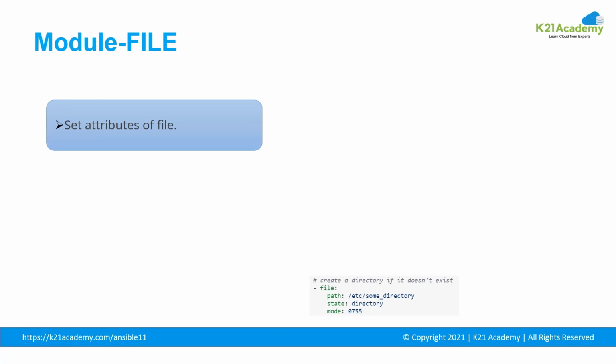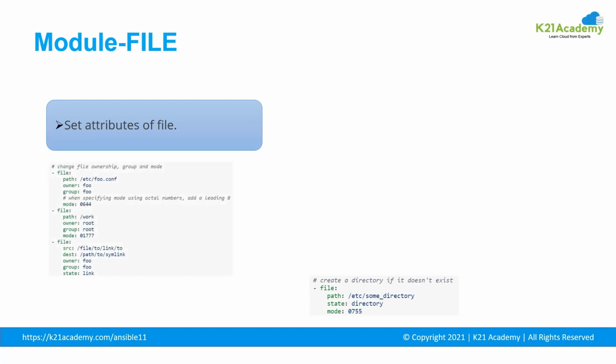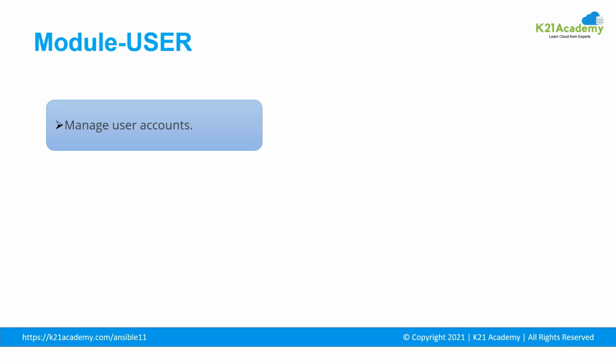This is the file module. As the name indicates, you can set the attributes of a file, create a file, assign an owner to the file, and even change the permissions of the file. All things related to files and directories can be done with the help of this file module on the target machines. This is the user module.